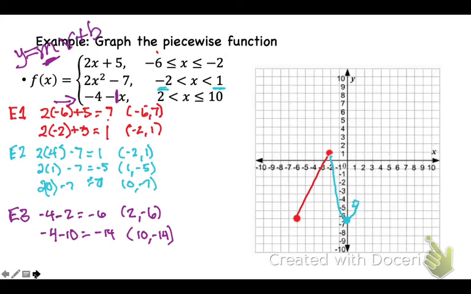So we're open circled at 2. 2, negative 6, is that shared? No. So at 2, negative 6, it needs to be an open circle. Why do I know it needs to be an open circle? Because it's not included. And then 10, negative 14.